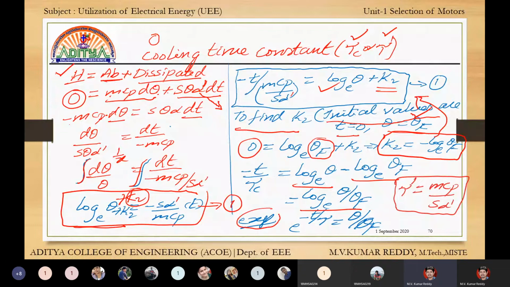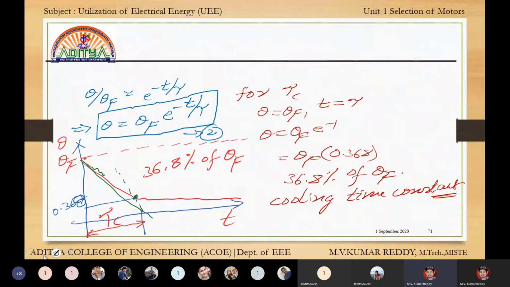Now convert into exponential form. Exponential form means the log is removed and e power is taken on the other side. Here e power theta by theta f is shifted to the left hand side, and the left hand side minus t by tau c is shifted to the right hand side. The expression is e power minus t by tau c is equal to theta by theta f. Tau c is the cooling time constant.